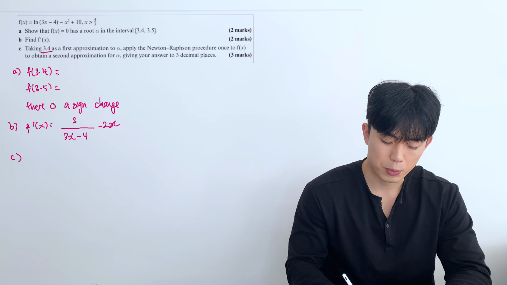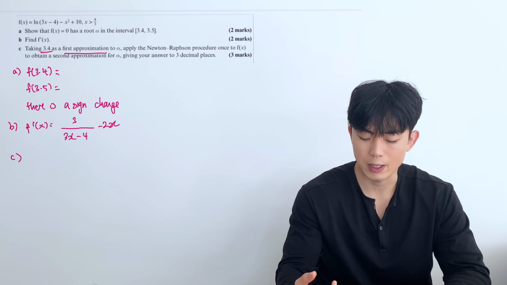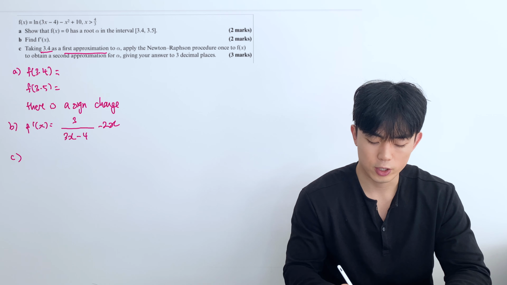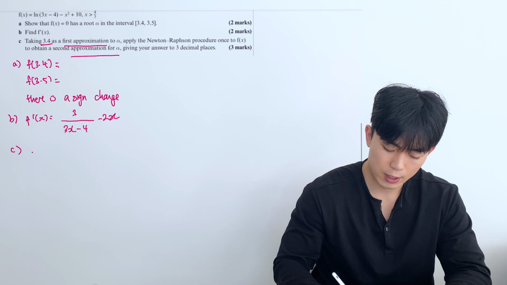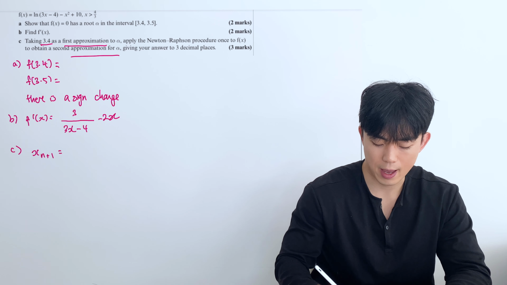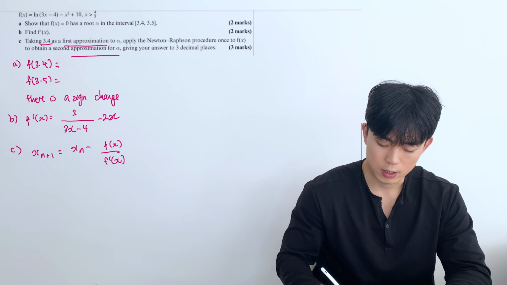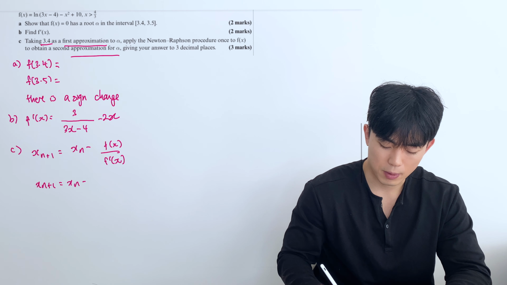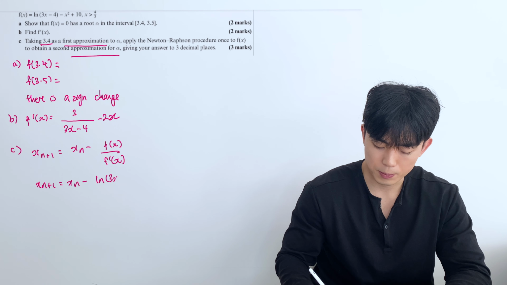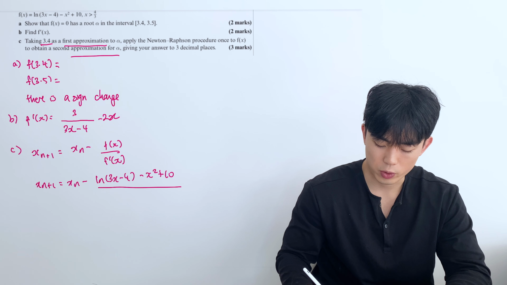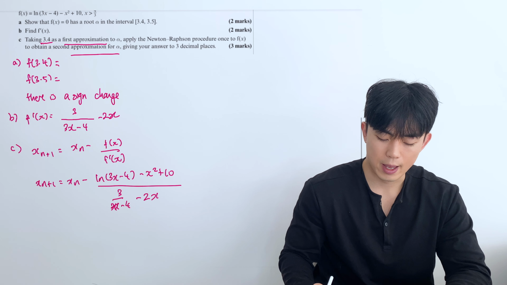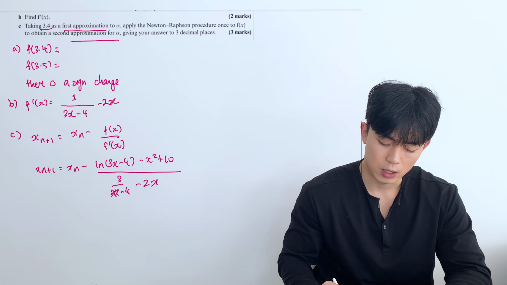C, taking 3.4 as the first approximation, apply the Newton-Raphson procedure once to f of x to obtain the second approximation for alpha. Okay, so our Newton-Raphson formula was xn plus 1 is equal to xn minus the function over the derivative of that function. So xn plus 1 is equal to xn minus f of x, which is ln(3x minus 4) minus x squared plus 10, divided by the derivative which we found in part B, like this. And it said that x0, the first approximation, is 3.4.